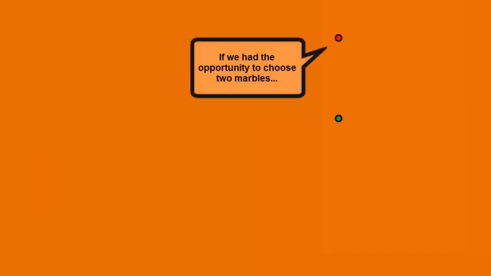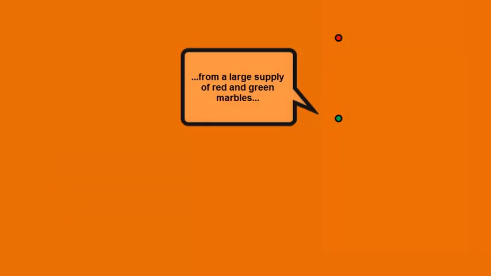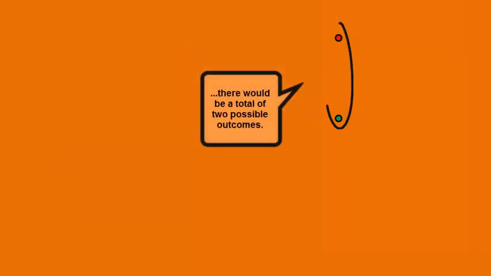As we learned in the previous videos, determining the number of outcomes is an important part of determining probability. Let's look at an example. If we had the opportunity to choose 2 marbles from a large supply of red and green marbles, there would be a total of 2 possible outcomes.